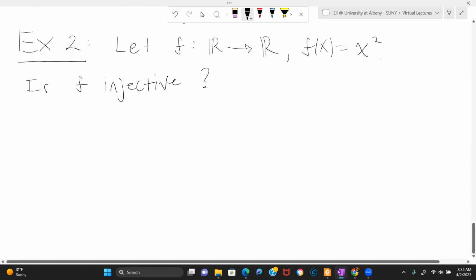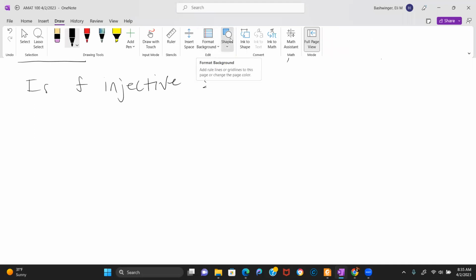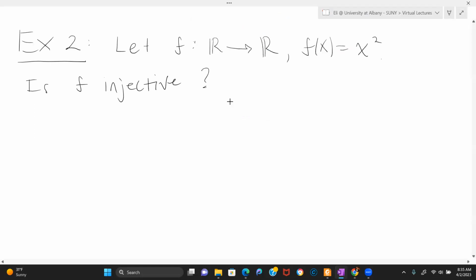So again, there could be two ways you see this, and they're kind of related actually. So let's get a plot of f of x, which is x squared. And it will be clear from this that it's not actually going to be injective. The answer is no, it's not injective.